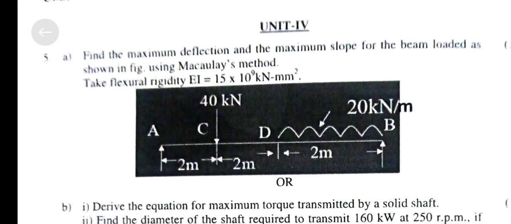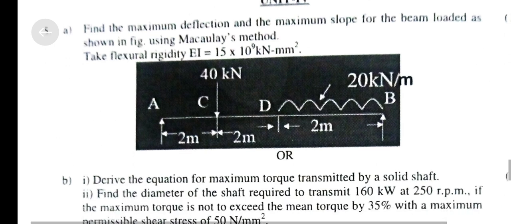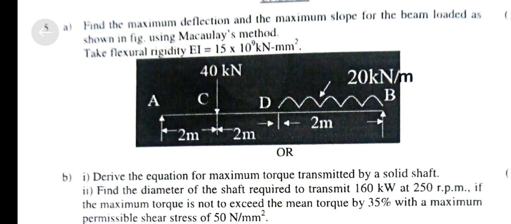Unit 4, fifth question, A. Find the maximum deflection and the maximum slope of the beam loaded as shown in the figure using Macaulay's method. Take flexural rigidity EI equal to 15 × 10^9 kN mm².